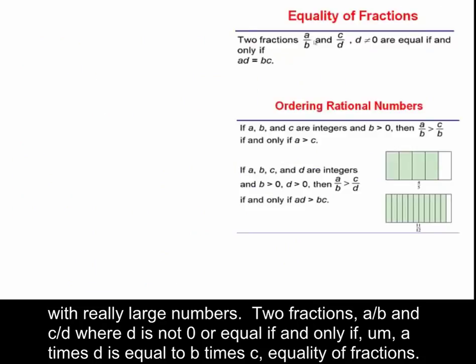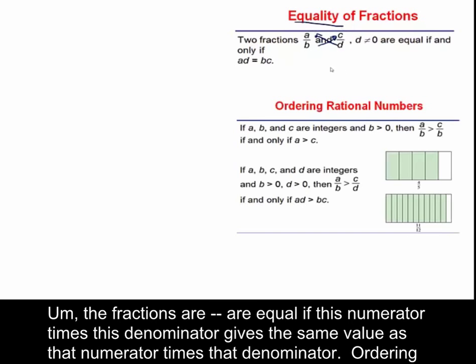Two fractions, a/b and c/d, where b and d are not 0, are equal if and only if a times d is equal to b times c. Equality of fractions. The fractions are equal if this numerator times this denominator gives the same value as that numerator times that denominator.